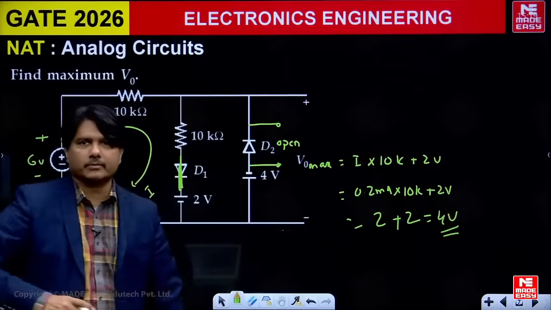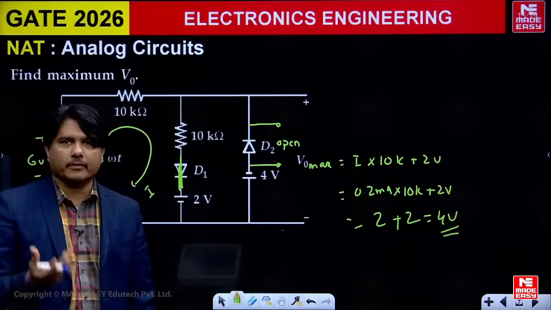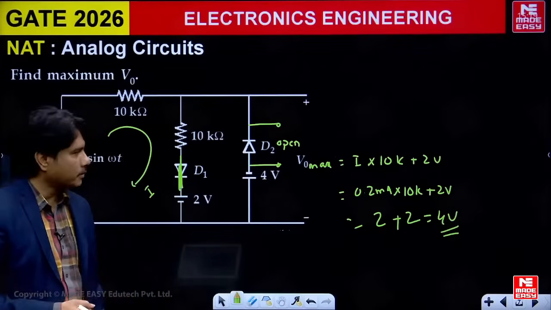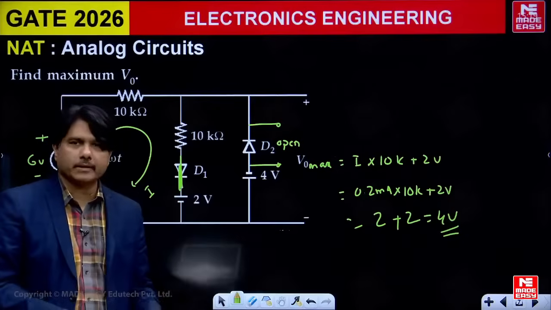One of the easiest questions I am expecting. If they ask you V naught minimum, we have to go for D2 on, and we have to do the problem. So for this the answer is 4 volts.